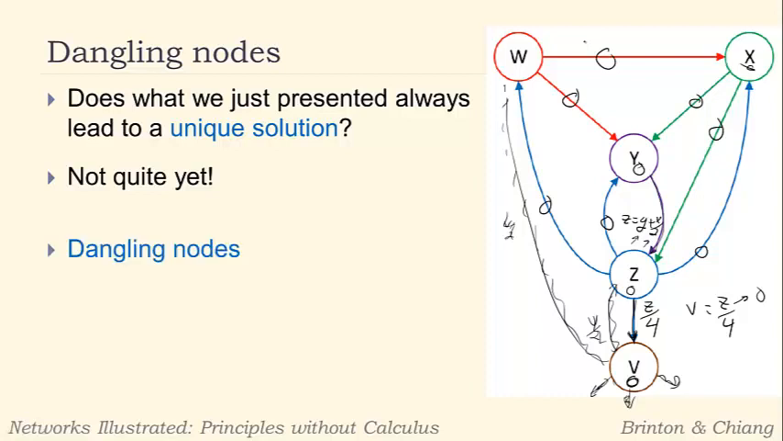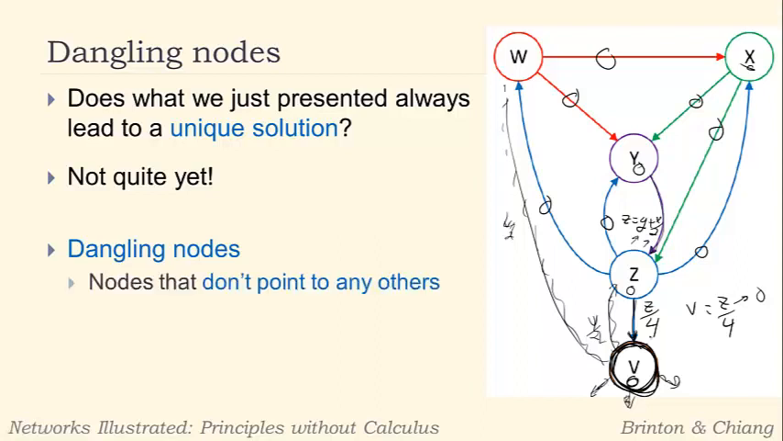So the problem all started with this node V over here, and the problem was that V didn't spread its importance score to anyone. And we call V a dangling node because it's just a node that doesn't point to any others, and once you get to that node, you're kind of sunk because you can't go anywhere else, right? If you're following the web graph, you can't possibly get out. So the only thing that happens is that it leads to no solution.